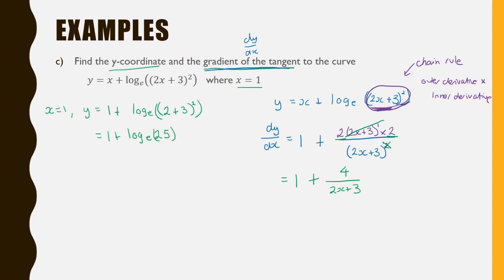The question was to find the gradient of the tangent to the curve where x equals 1. So we then need to substitute in when x equals 1. And our derivative, or the gradient, will then become 1 plus 4 over 2 times 1 is 2, plus 3. So 1 plus 4 over 5. That's not a nice way to give our answer. If we were to write this as a mixed number, that's the same as 5 over 5 plus 4 over 5, so we get 9 over 5 as our final answer.